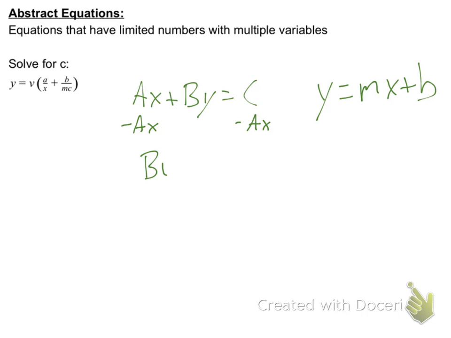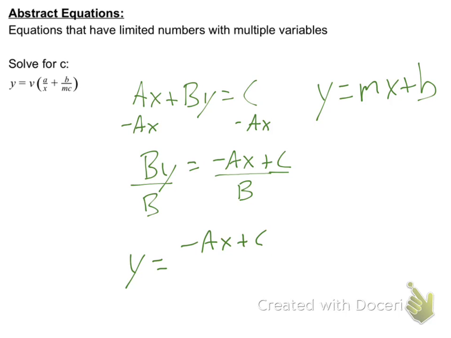You would say, oh, that's no problem. That's by equals negative ax plus c. And then you just divide everything by b, to both sides, obviously. And so y is equal to negative ax plus c over b. Would you guys agree with that? Have you done something like that before? Absolutely. Guys, that's an abstract equation. You have now solved for a different variable within the problem.